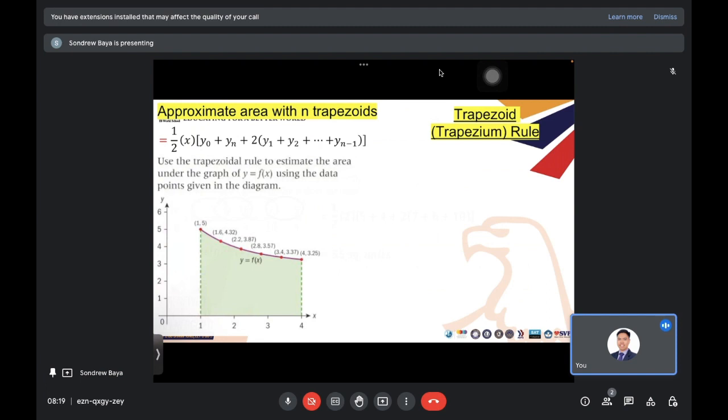Use the trapezoidal rule to estimate the area under the graph of y equal to f of x using the data points given in the diagram. Again, there is no function given, so we cannot use the usual method that we do. At this point, pause the video and try to do it on your own first before proceeding to see how this will be solved. Copy down notes if necessary.